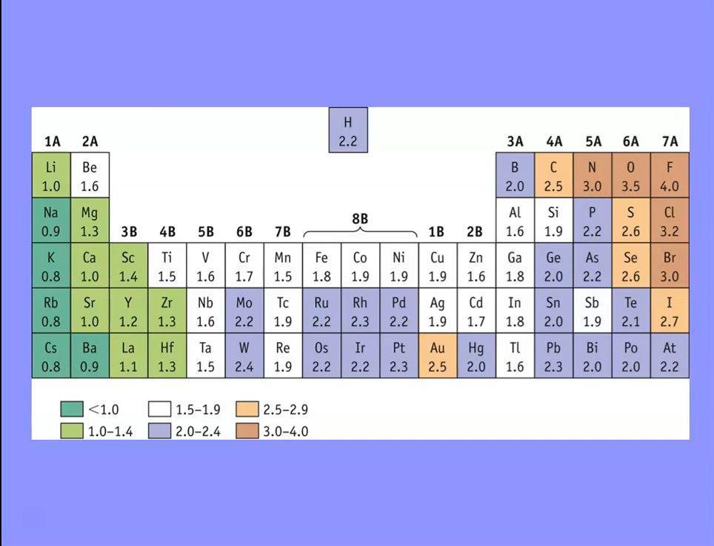If you look down on the bottom left-hand corner, you'll see that cesium and rubidium and barium have very small electronegativities. As shielding starts to dominate, as the nucleus gets less attracted to the valence electrons because it's further separated from them, the desire to gain a pair of electrons is going to diminish.